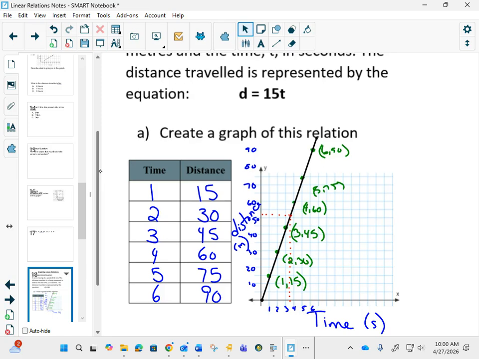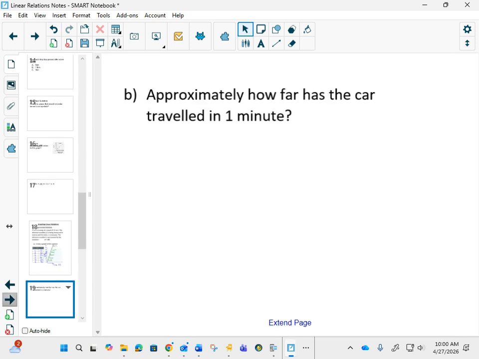Just like this one. But if we change this to money, this is like getting $15 an hour, depending on how many hours you work. But in this question, it was distance. Approximately how far has the car traveled in 1 minute? Okay, so we have our equation that the distance was 15t.